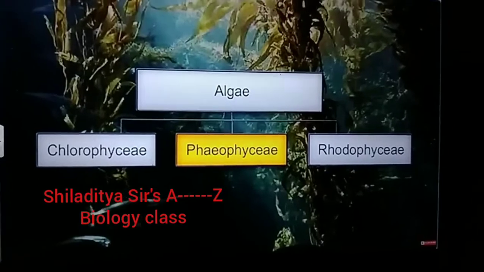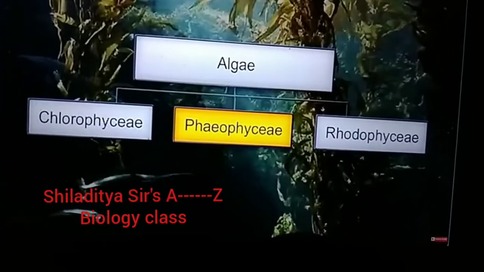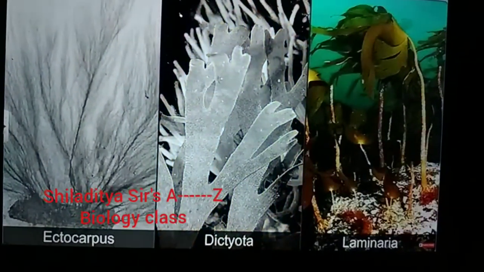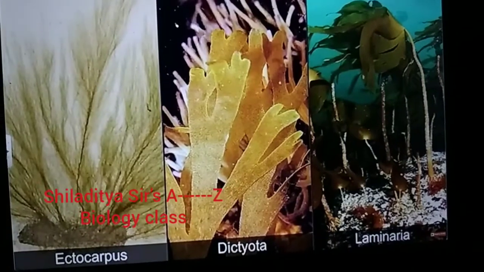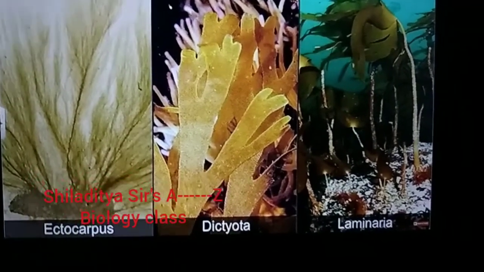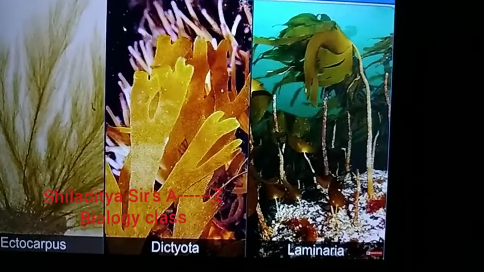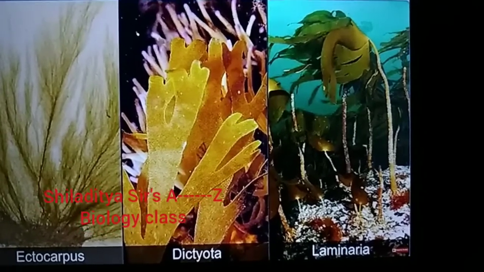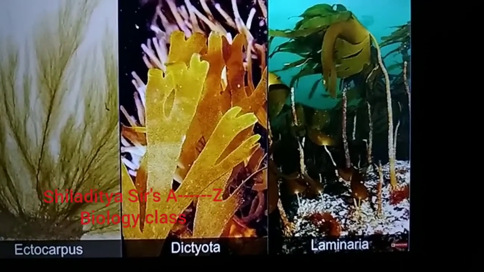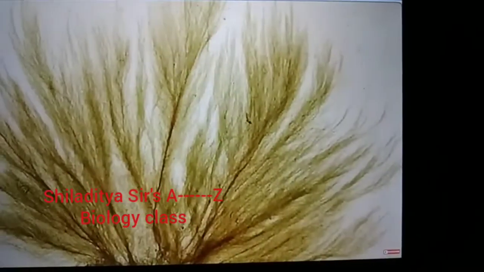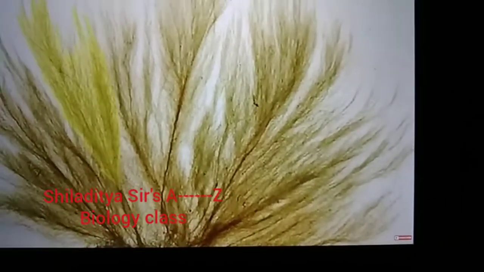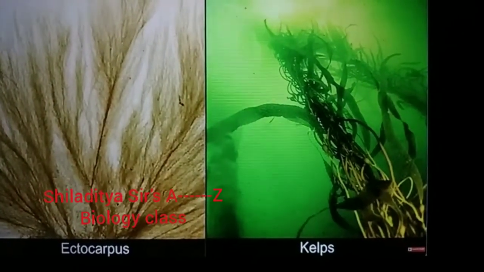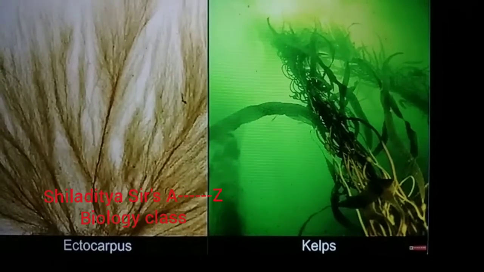Phaeophyceae is another class of algae, and Ectocarpus, Dictyota, and Laminaria are some of its members. These species, commonly termed as brown algae, are mostly found in brackish or salt water. They display a wide variety in form and size. For instance, Ectocarpus displays filamentous form, whereas kelps are profusely branched and can measure 100 meters in height.